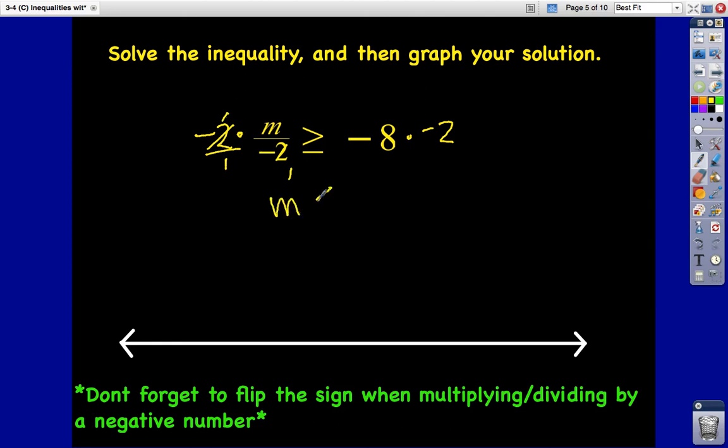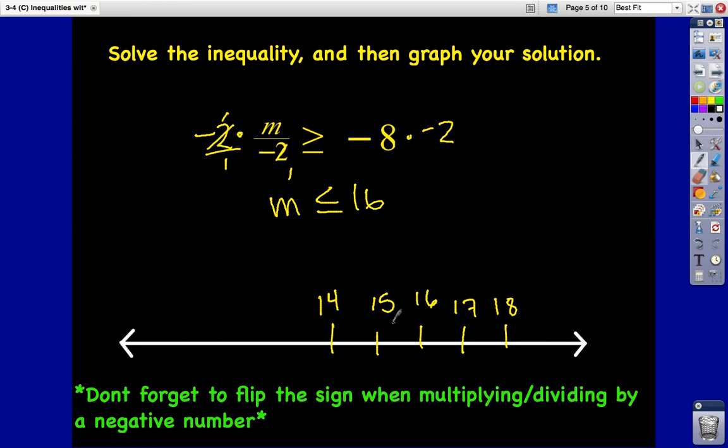But I'm going to flip the sign because I multiplied by a negative number, and I get positive 16. So now m is less than or equal to 16. I'm going to scale my line. I want you guys to do more than just like 3 or 4. I'm just not making you sit through watching me scale this thing.